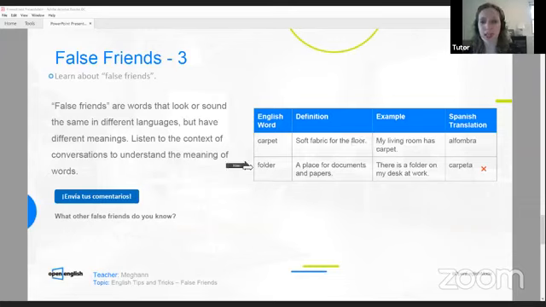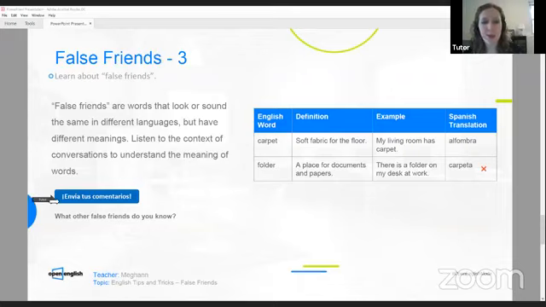Folder in English is a place for documents and papers. There is a folder on my desk at work. So the man in the picture was holding a folder. Excellent, lots of great participation, great ideas. So again, remember, we are talking about false friends, words that look or sound the same in different languages. For example, carpet in English and carpeta in Español, but they have different meanings. So we have to be careful about using these words.